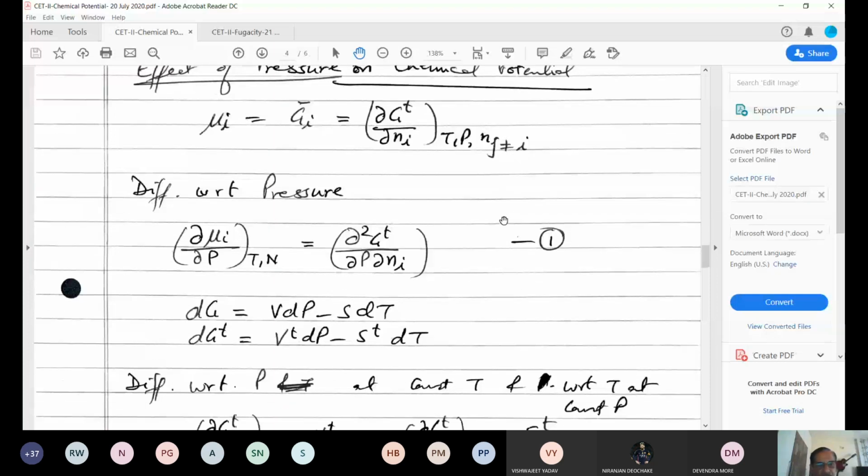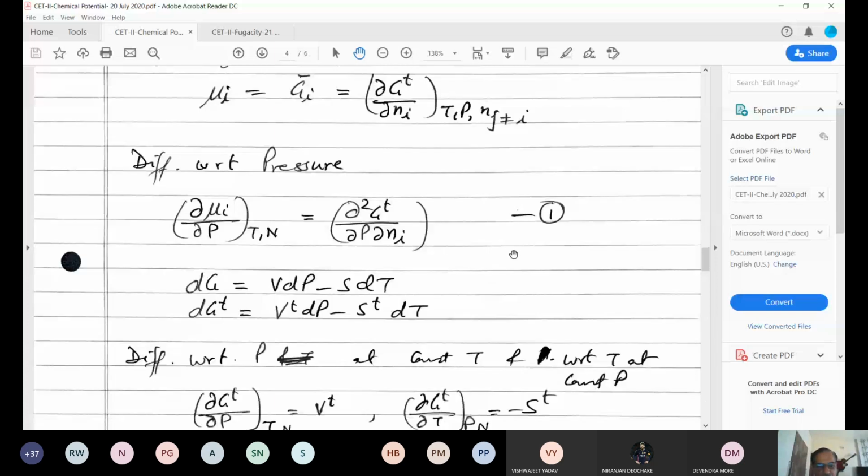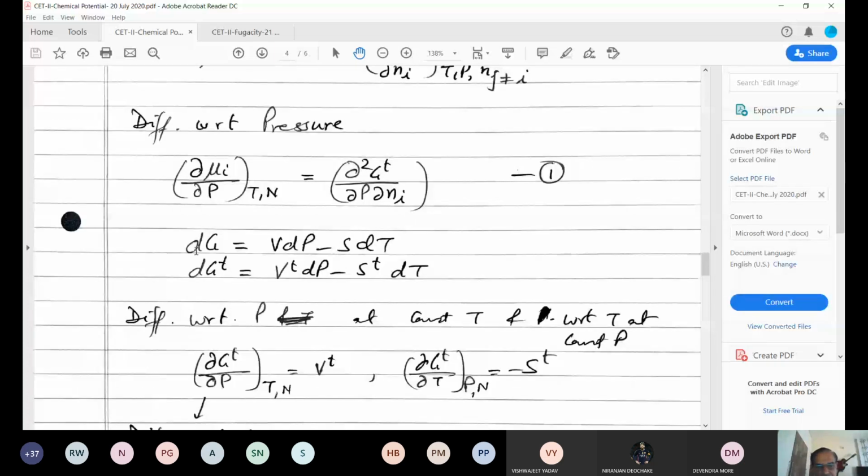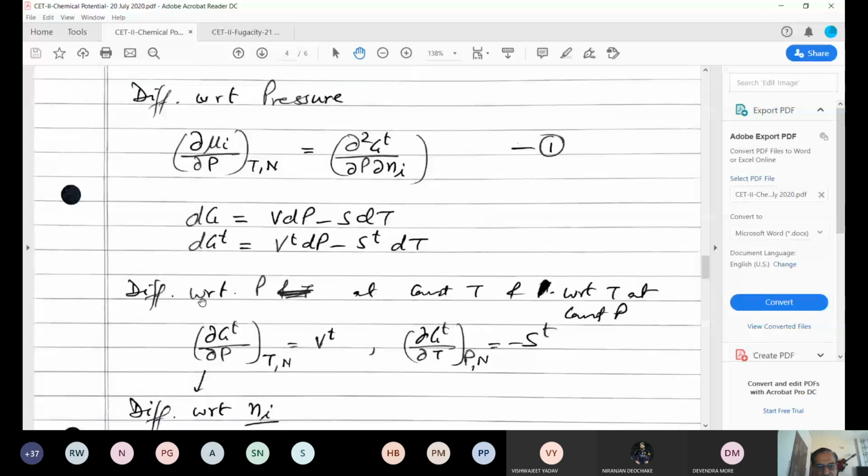Now differentiate this with respect to pressure. What we get is ∂mu i/∂P at constant temperature and n, because we are taking the derivative with respect to pressure, equal to ∂²Gt/∂P∂Ni. Now we know that dG equals V dP minus S dT, or for total properties, dGt equals Vt dP minus St dT. So we differentiate with respect to pressure at constant temperature, and second, with respect to temperature at constant pressure.